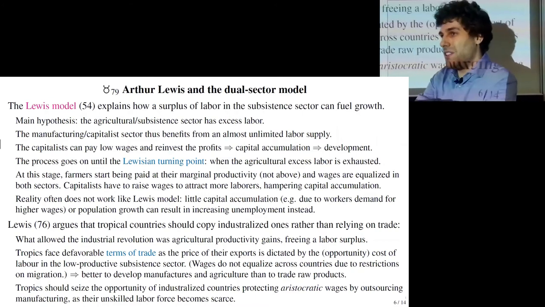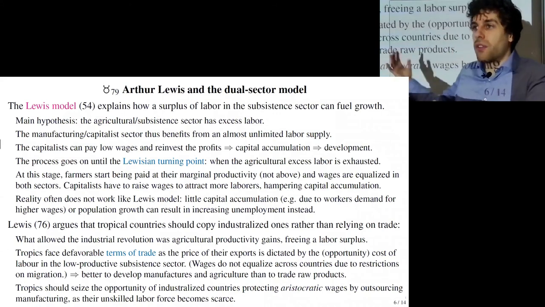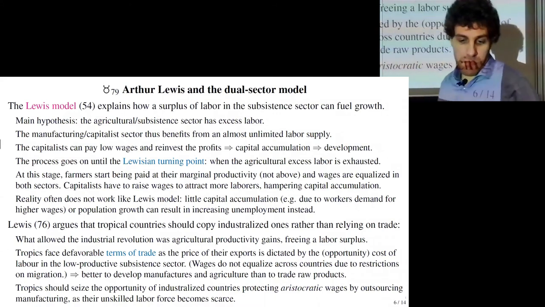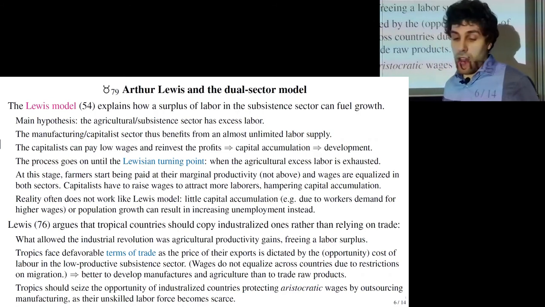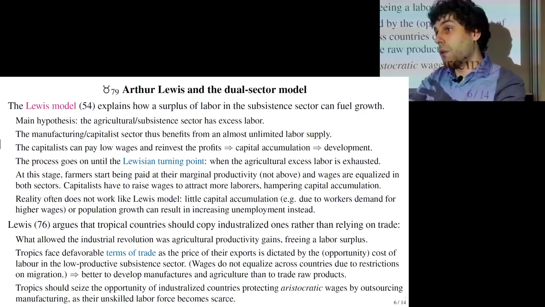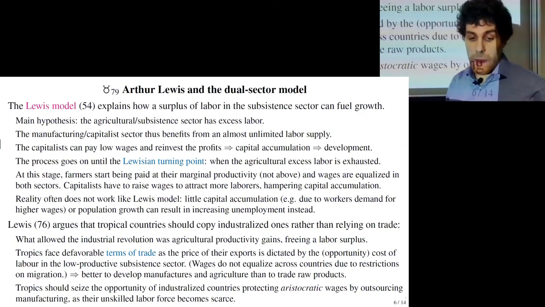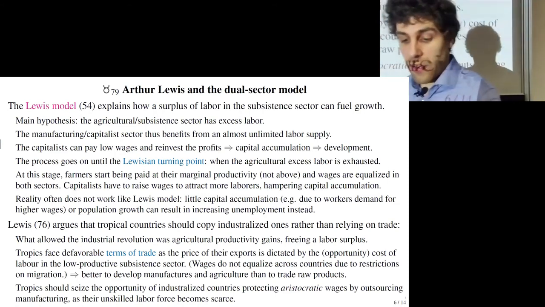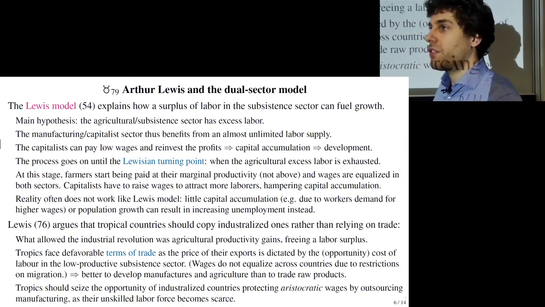So they increase the level of competition, the labor supply, through external countries. And for Lewis, this is an opportunity for tropical countries. They should seize it, this investment in infrastructure from Western countries, to industrialize and start growth. Other questions?